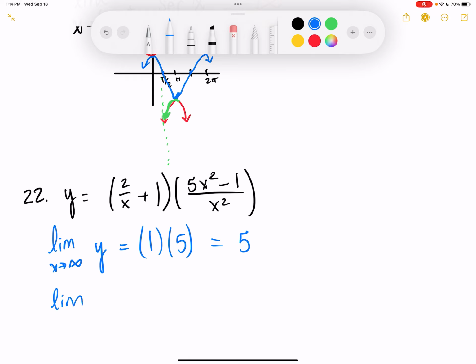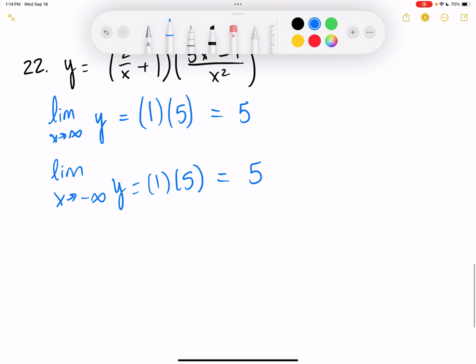The limit as x approaches negative infinity of y. What happens when I put in negative infinity here? It's basically still 1. What about over here? Still 5, the same thing. So it's also equal to 5. I want to see what this actually does on the graph.